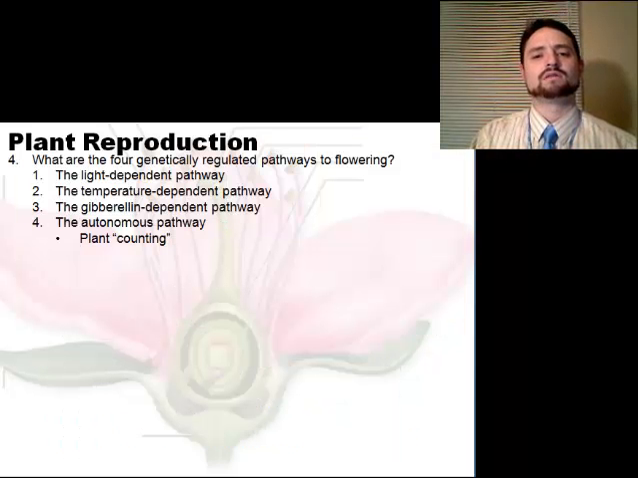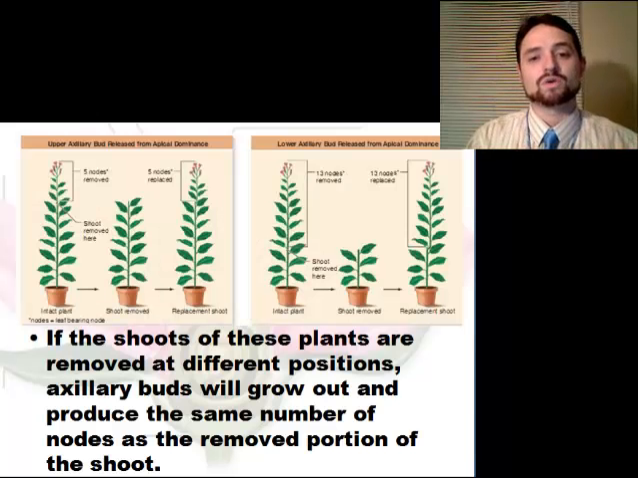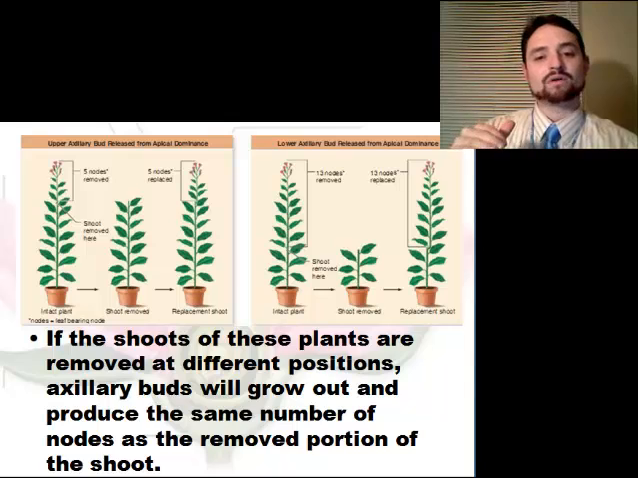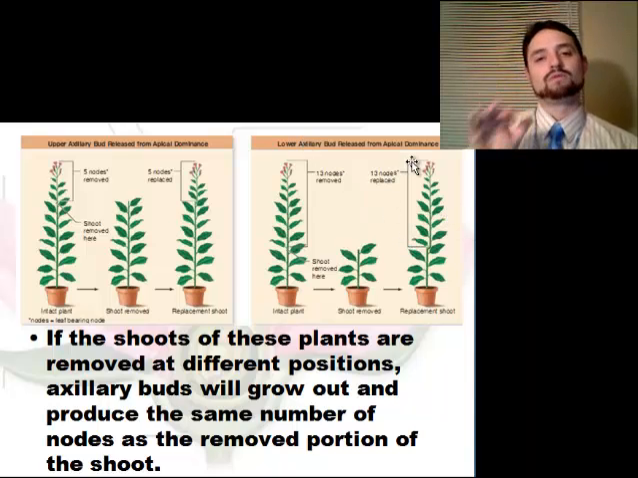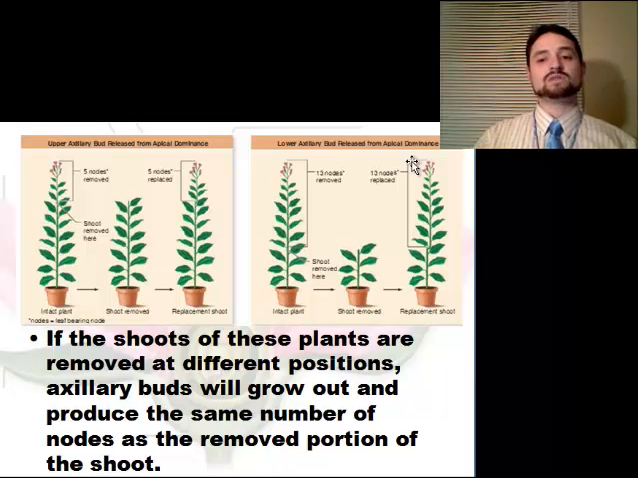And then you've got the autonomous pathway. In the autonomous pathway, the first is looking at the ability of a plant to count. This is pretty cool. It knows how many nodes it has to have before it flowers. So if the shoots of these plants are removed at different positions, axillary buds will grow out and produce the same number of nodes, which are areas for leaves, before it will produce a flower. So here in this one, you have 5 nodes removed. It will grow 5 nodes before it flowers. And here you have 13 nodes removed, and look, 13 nodes will grow back before flowering. So it somehow has the ability to count how much is missing.